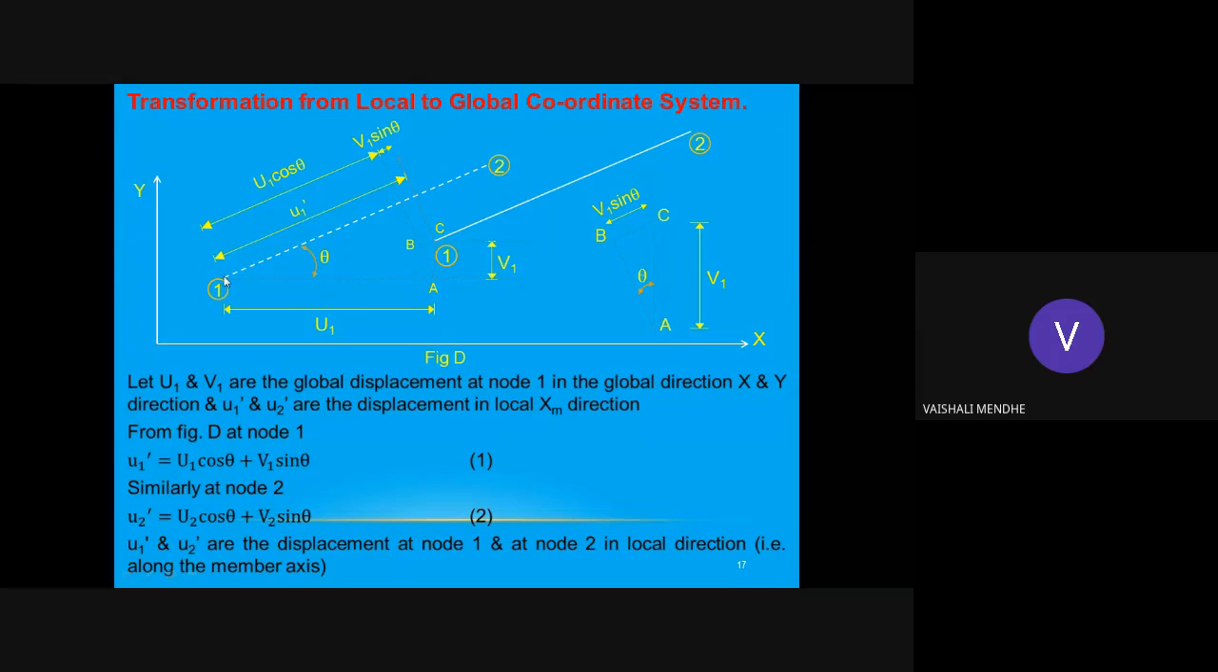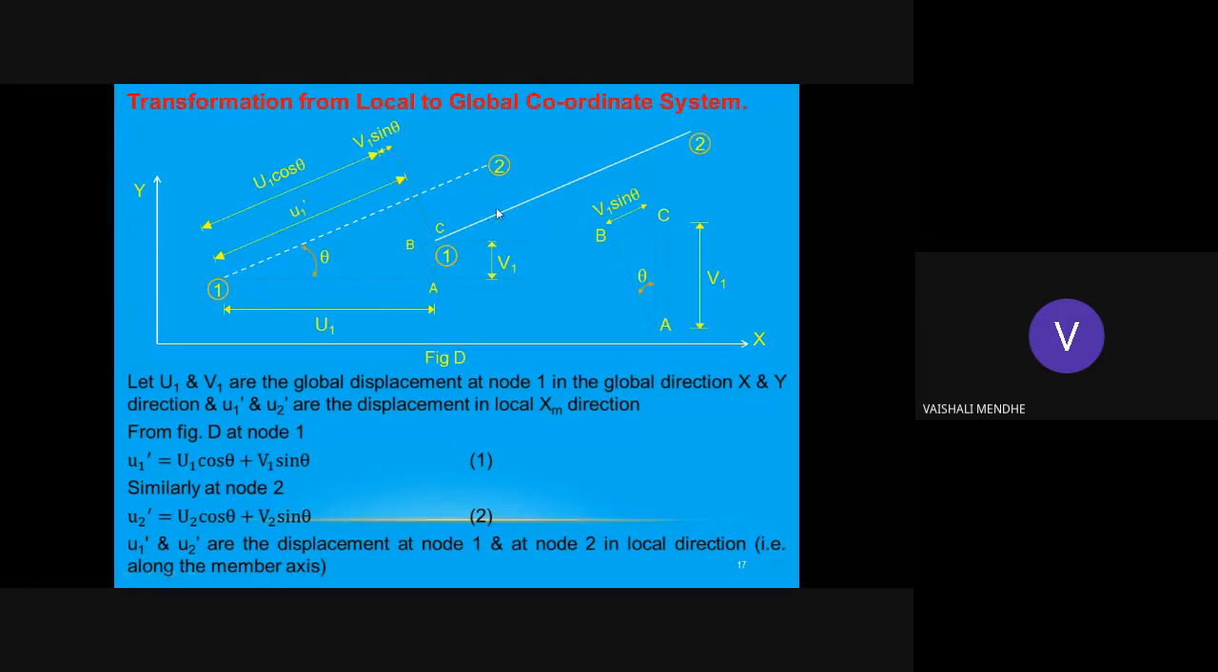So here for this node 1, and this node 1, u1 dash in the local direction, meaning in the direction of the member. Here you can see that this is node 1 and this is node 1. Along this member, in the direction of the same member, we have denoted the displacement from this point to this point, which is called u1 dash. Now u2 dash, I've written here u2 dash.